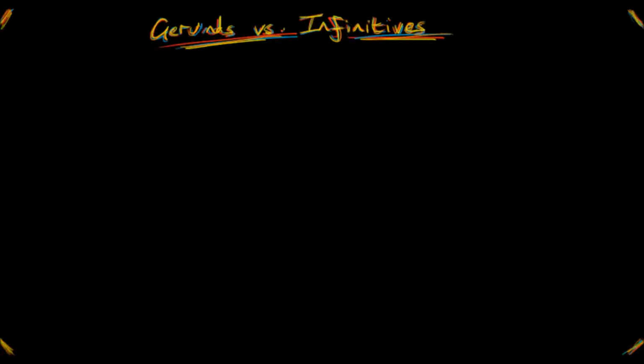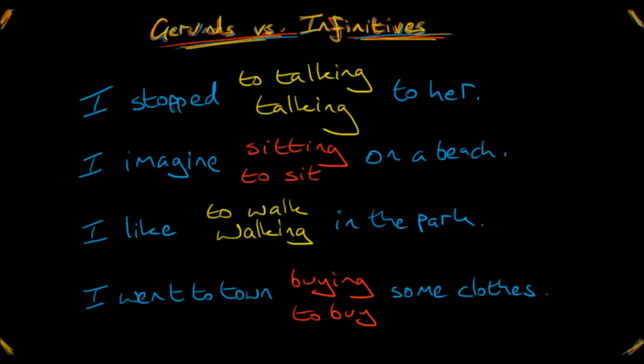So let's begin by taking a look at some examples of the problem that students are facing, and these examples contain some accuracies and inaccuracies that would be presented by typical students. Here we go. We've got, well, I stopped talking to her. Which one's right there? I imagine sitting, to sit on a beach. Which do you choose? I like to walking in the park.